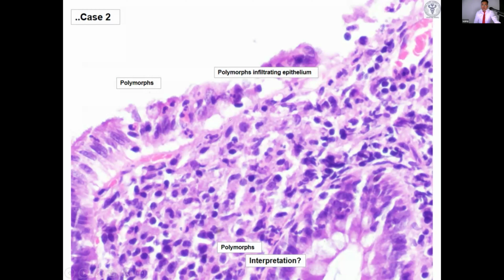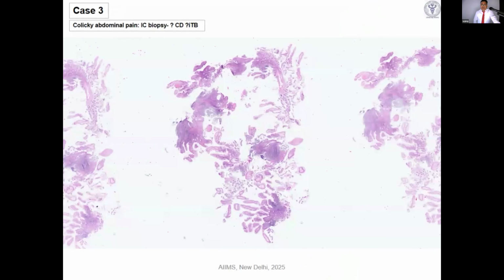But as we went to high power, we could see some polymorphic infiltrate. Polymorphs you can see both in the lamina propria as well as infiltrating the surface epithelium and the crypt epithelium. So what would be our interpretation? Architecture is normal. It is mild inflammation with neutrophilic infiltrate. So we reported it as possibly acute self-limiting colitis, or active colitis, or acute colitis.